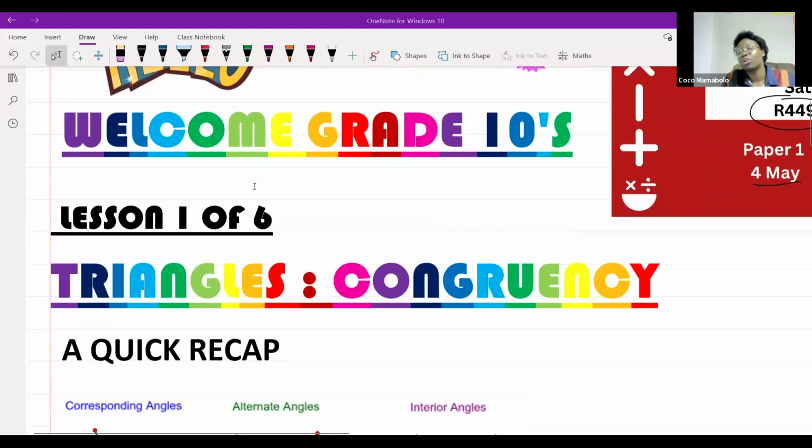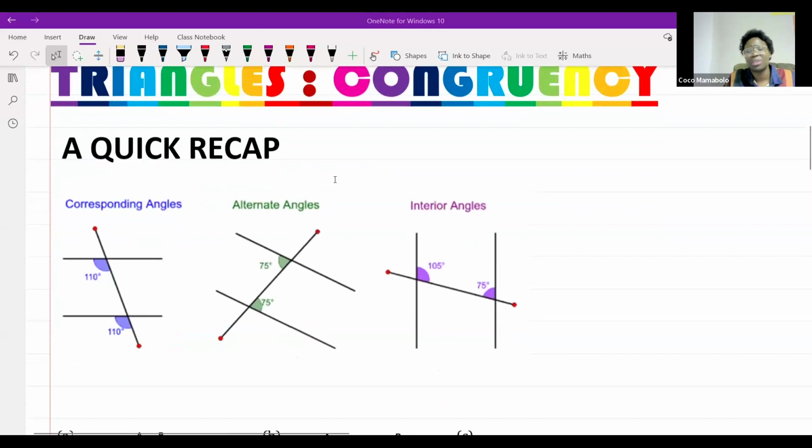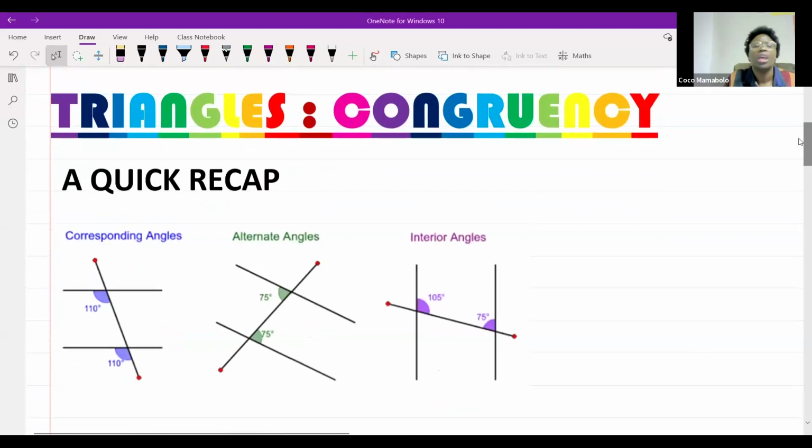Today we're going to be looking at congruent triangles, or congruence or congruency. I don't know how they pronounce it at your school. I think congruence or congruency, either of those go. Okay, we're going to first be doing a bit of a recap on these angles.